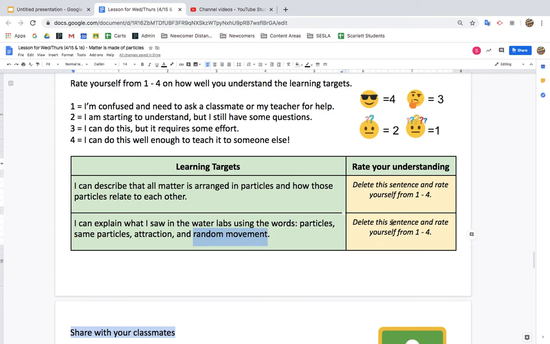So if you understand that pretty well, give yourself a 3 to 4. If you're still beginning, that's okay. Give yourself a 1 or a 2.